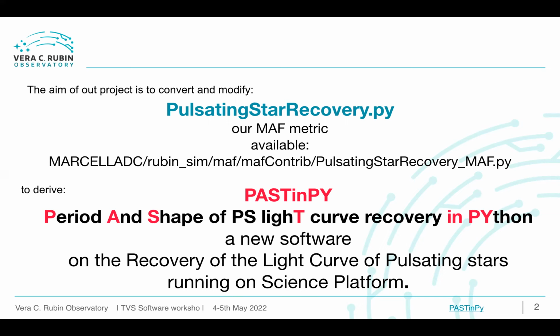Now our metric works on Data Lab within the Rubin MAF environment, and everything is described on our GitHub, where you can also download the metric and the related notebooks, and here is the path. Actually, we are also concluding the paper that describes this metric, and we are confident that it will appear very soon in the ApJ focus issue on the Rubin survey strategy.